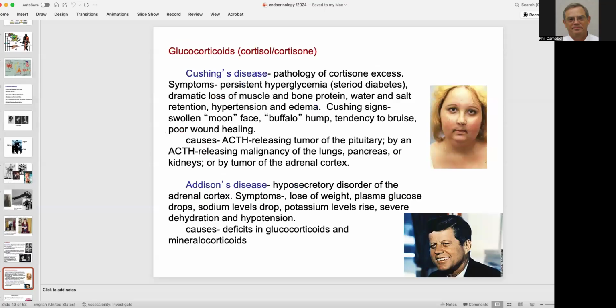Next, glucocorticoids. Cortisol in humans, you can have too much. That's Cushing's disease. And what happens here, you basically get what's called a moon face. The face just increases with deposition. You get something called a buffalo hump between your shoulder blades. Then, of course, if you have too much, it's Cushing's. Not enough, it's Addison's disease.